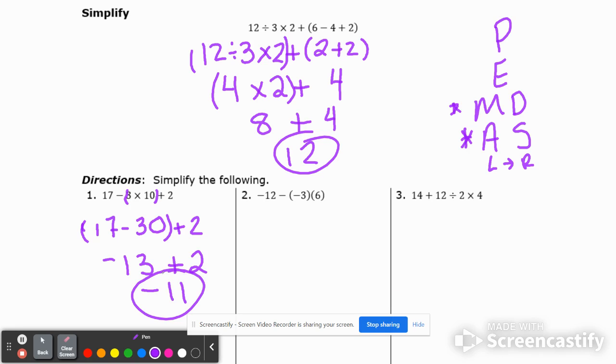Okay, example 2. We do have grouping symbols here, but remember that also just means multiplication, right? So I'm going to go ahead and take care of that first. That's going to yield negative 18. And then you have this funky minus a negative.